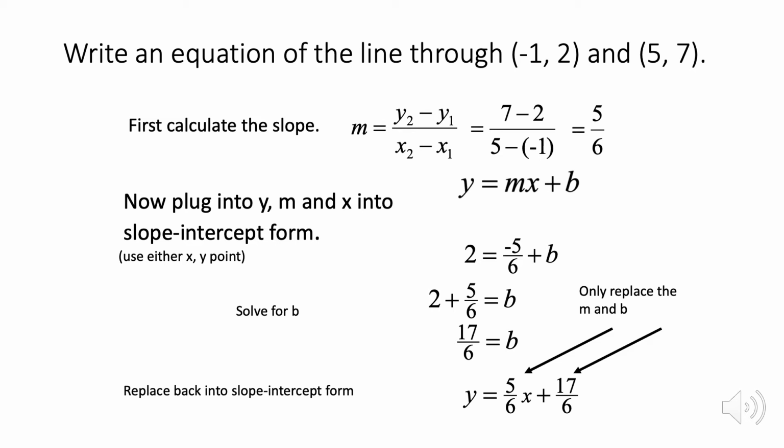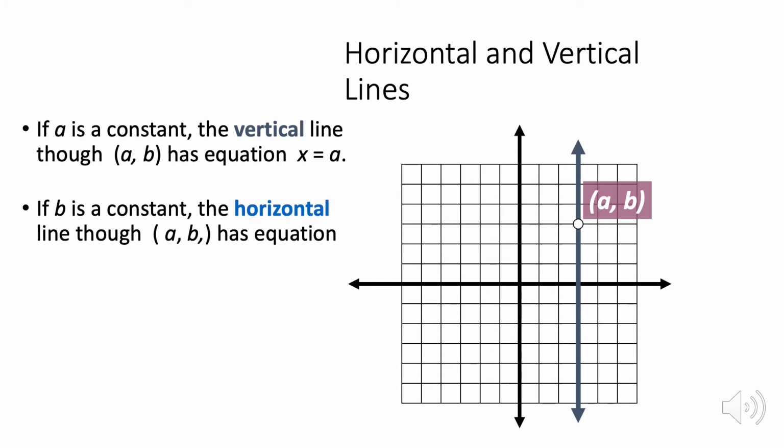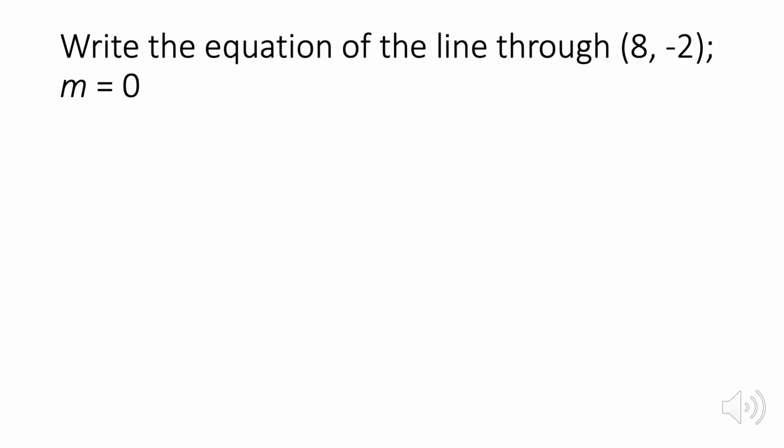Now, if we have horizontal and vertical lines: if a is a constant, the vertical line through AB has equation x equals a. That is for the vertical line. Then for the horizontal line, if b is a constant, the horizontal line through AB has the equation y equals b, and that is our illustration.